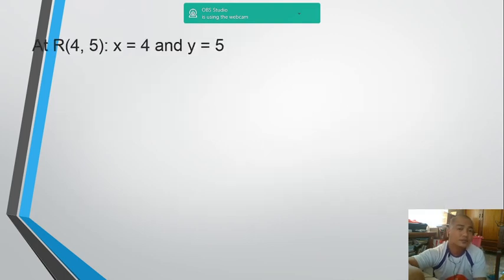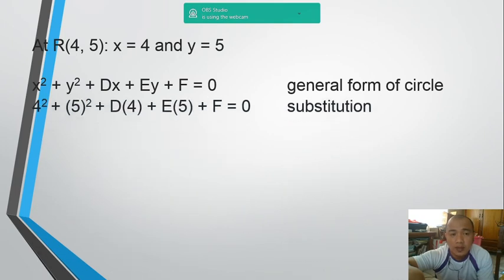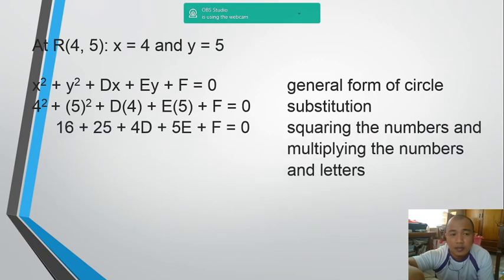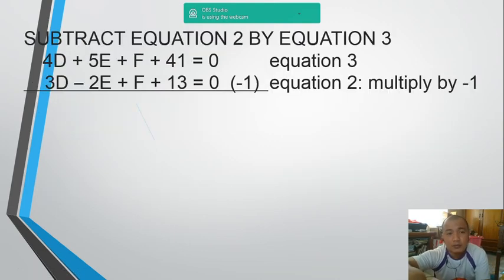Okay, gets? Next, point R, 4, 5. That means x equals 4 and y equals 5. Substitute it in the general form of circle. 4 square plus 5 square plus d times 4 plus e times 5 plus f. Then square 4 and 5, we have 16 plus 25 plus 4d plus 5e plus f. Then add 16 and 25, that's equal to 41. So equation 3 is 4d plus 5e plus f plus 41 equals 0.